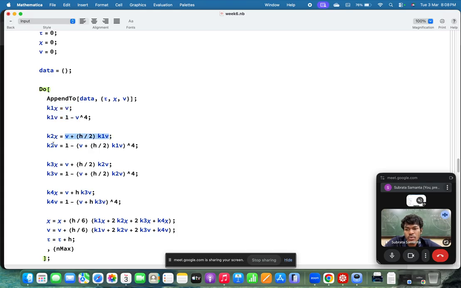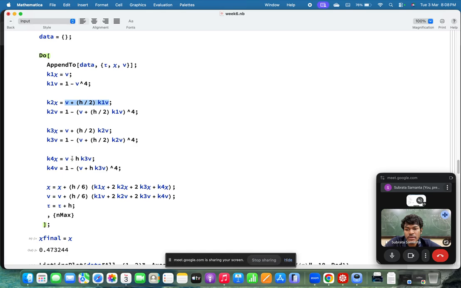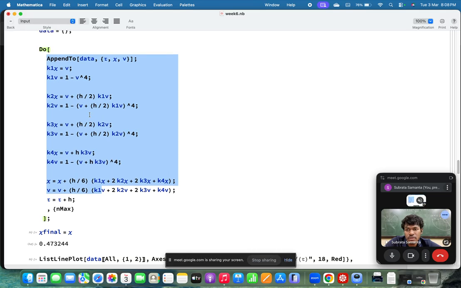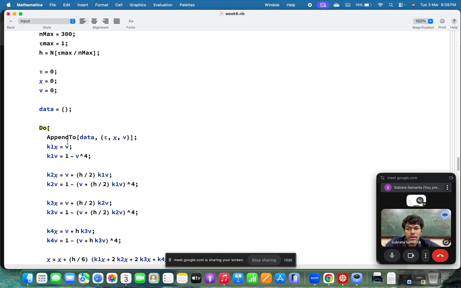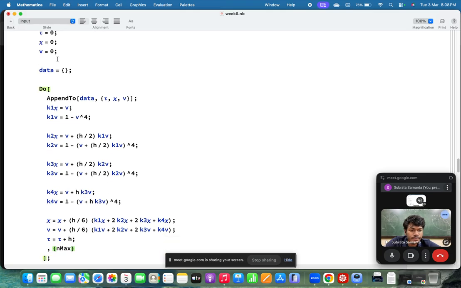So, k2 and k2v, and then I again update at midpoint, two times I update at midpoints, and then I update the values at endpoints, and at the end I calculate this. So, this is all the RK4 method actually, and your tau is updated, tau plus h, and you perform the loop up to n max, right, and at the end the values of chi at t max, 1, right.